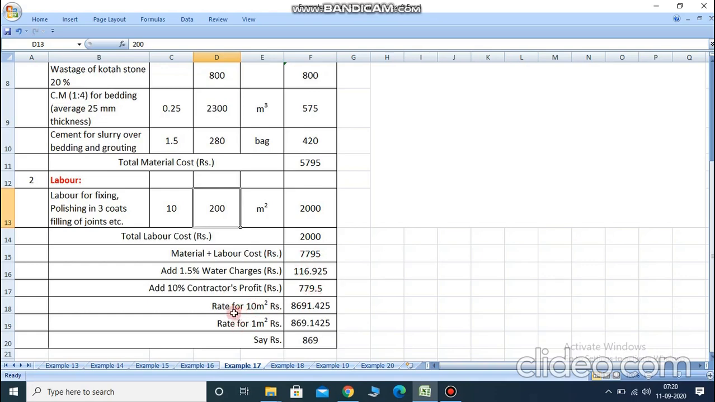Now the rate for the 10 meter square area of Kota stone is the summation of 7795 plus this one and this one. So we got the answer 8691.425. So per meter square rate is 8691.42 divided by 10. So we got the answer 869.14 and the rounded figure is 869.